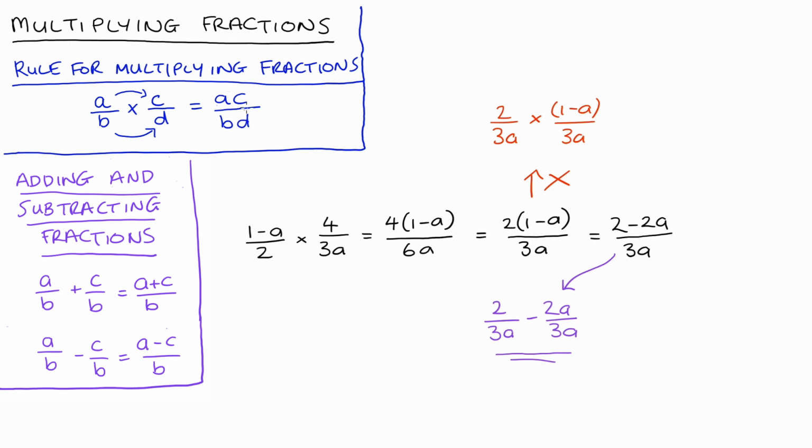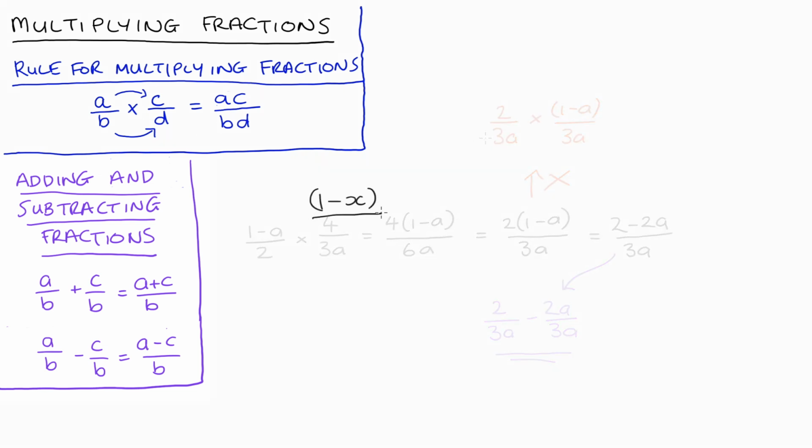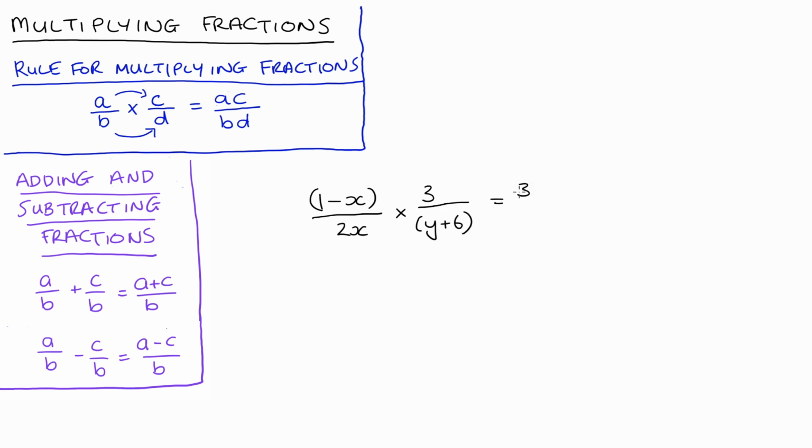All right, let's do one more example. Follow along with me. I have (1 minus x) over 2x times 3 over (y plus 6). So I've just got brackets on the numerator and denominator, but I'm just going to apply my rule. So I get 3 times (1 minus x) on the numerator and 2x times (y plus 6) on the denominator. So that's our rule and some applications of that rule.